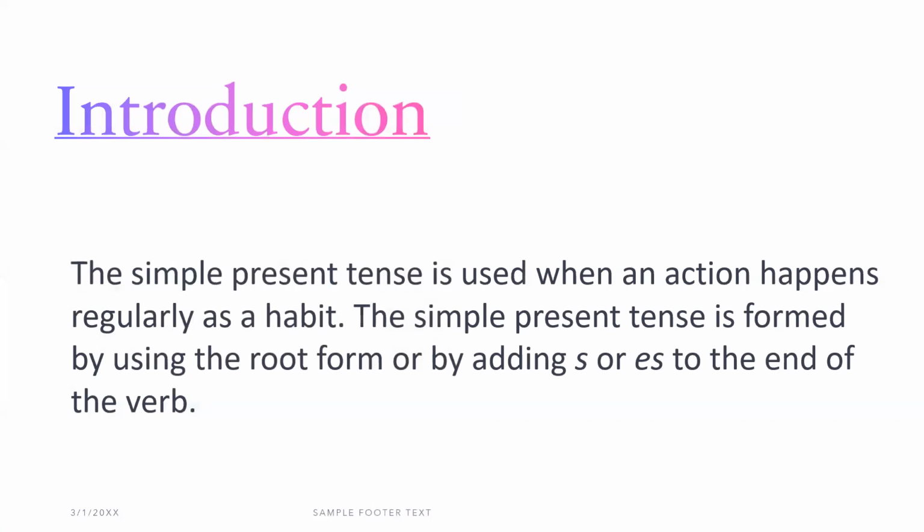The simple present tense is used when an action happens regularly as a habit. So we use this tense to report habitual actions. This tense is formed by using the root form or by adding s or es to the end of the verb. So when we write sentences using simple present tense, we use the present or the root form of the verb, adding s or es to the end of the verb according to the subject.